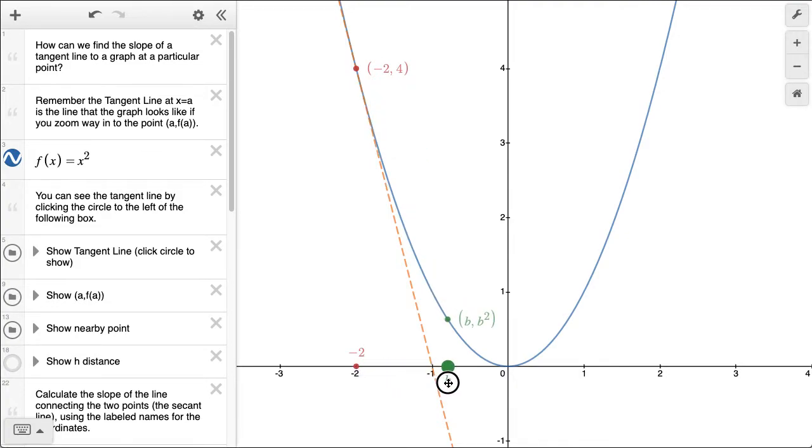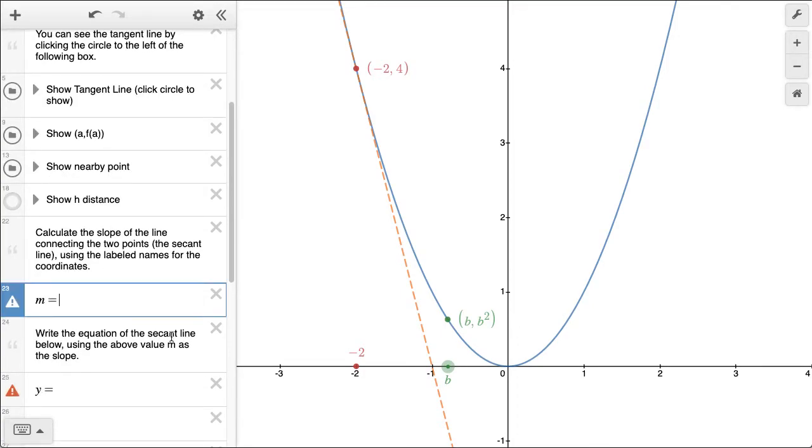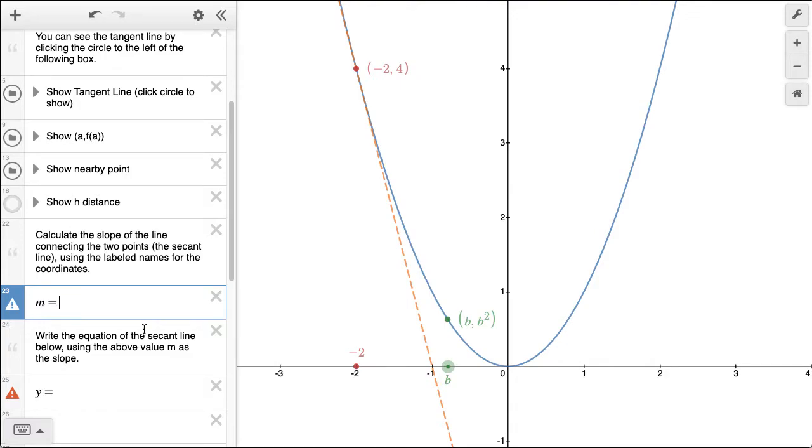I'm actually going to move this a little bit farther away just so we can have some space to see it. Now the line that goes through 2 points has a slope which is the rise over run, or the difference in y values divided by the difference in x values. So I have here an m already set up, and this point is labeled with b comma b squared. So for any given x value here, I can find a point on the curve by taking coordinates where the x-coordinate is this number here, and the y-coordinate is the square of that number. That's the definition of this curve.